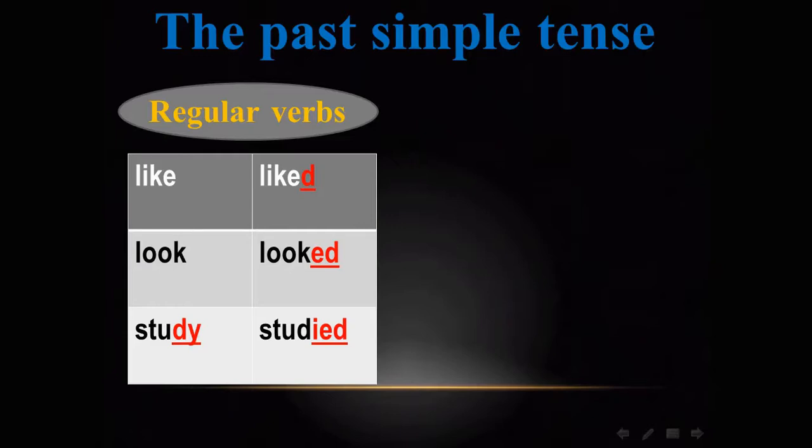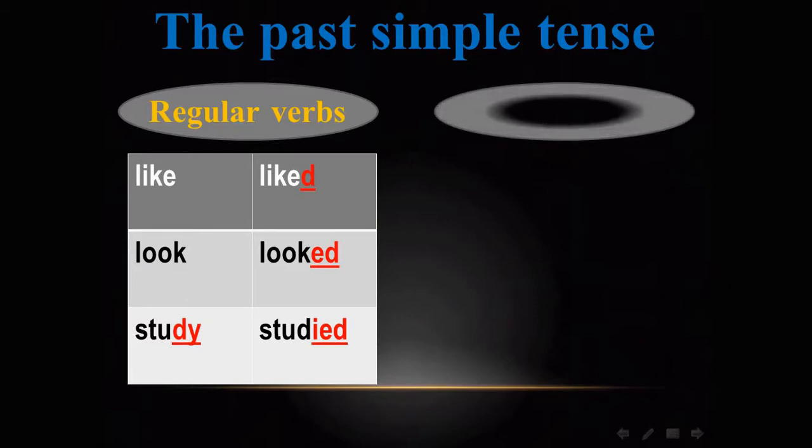Then we have the verb study, which became studied in the past. Study ends with a consonant letter, حرف ساكن, followed by Y. So we have to change the letter Y into I-E-D. This is the main rule of the past simple. This is the main rule to regular verbs in the past simple.